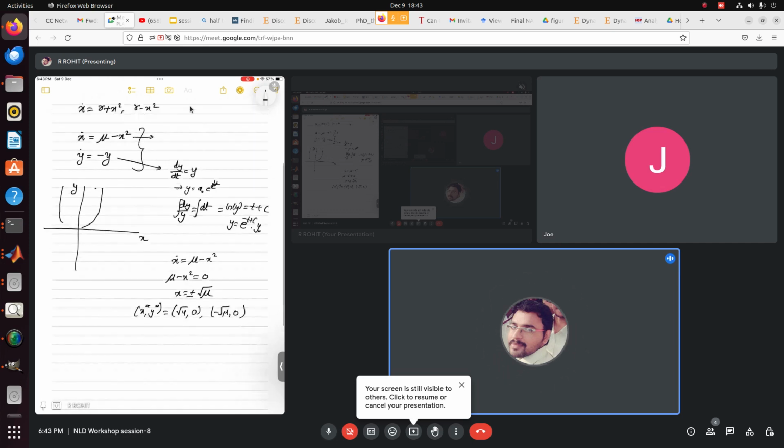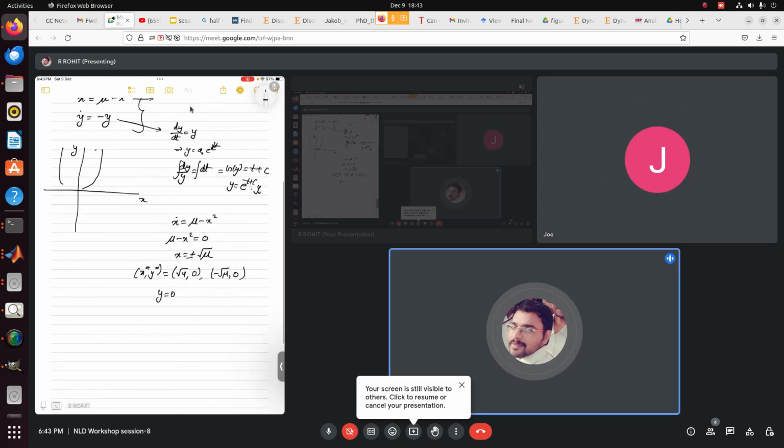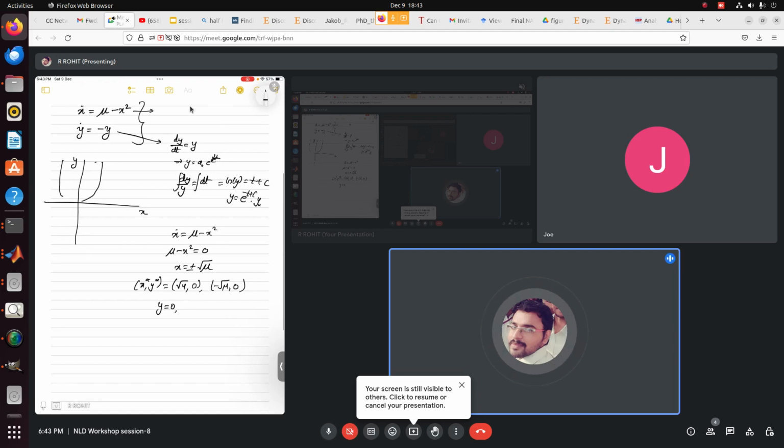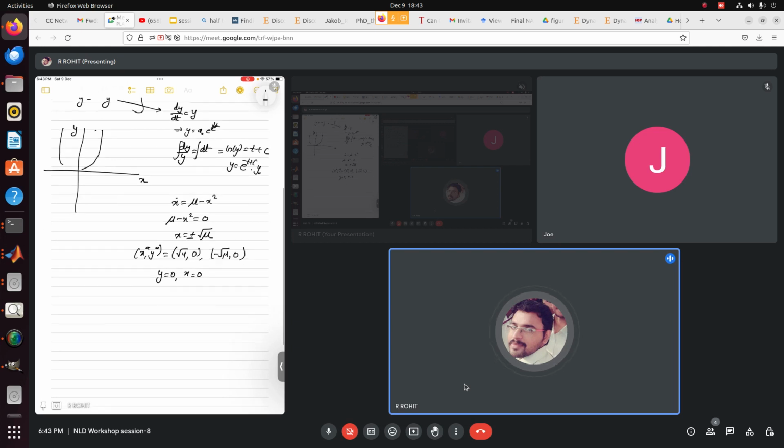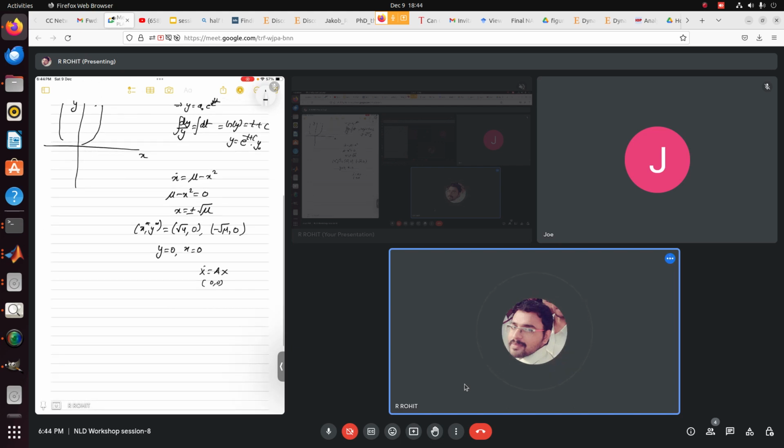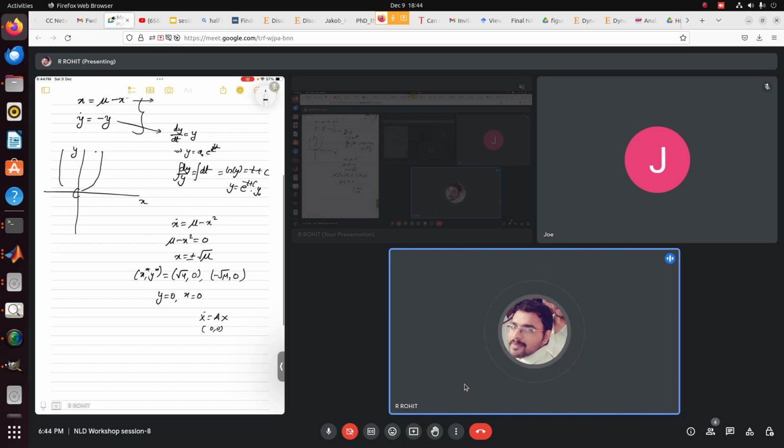And we know that if your y equal to 0 condition is met there, then eventually x equal to 0 is also a fixed point when you are considering a 2D. So this we discussed in the starting case, because the matrix equation x dot equal to Ax always has the fixed point 0 comma 0. So you have these fixed points in your hand.